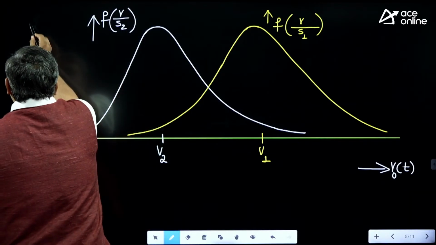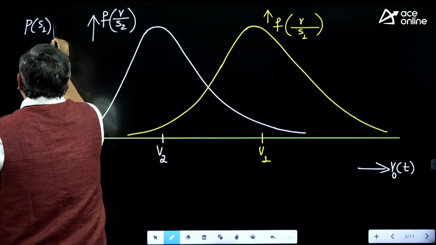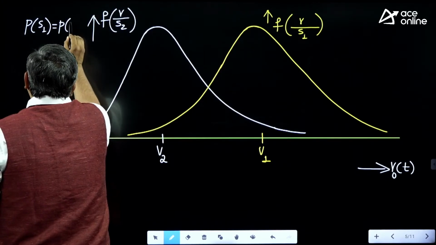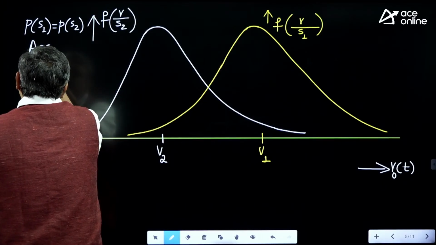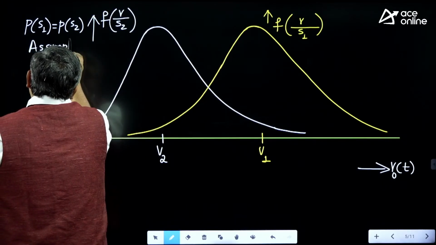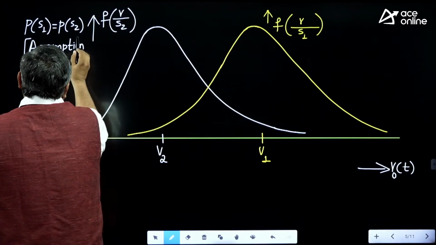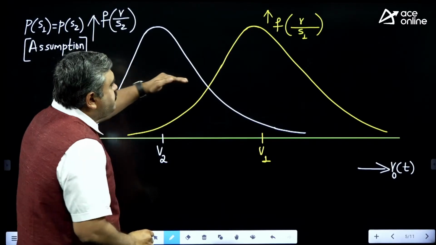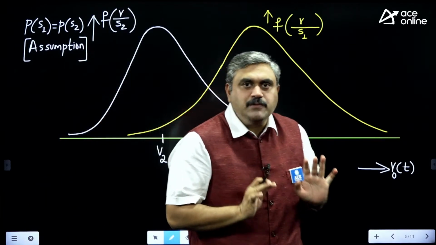Now, you can observe here, the height of both these functions is the same. That means I have assumed that the probability of S1 and probability of S2 are the same. This is just an assumption to draw this graph. What will happen if probabilities are not the same? One graph will have more height, another graph will have less height. That's all. That is the only point.